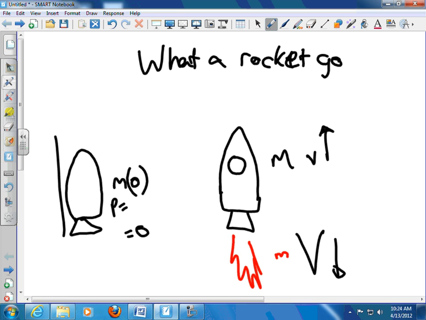So the momentum afterwards, when the rocket's moving, the mass of the rocket times its velocity has to equal the mass of the gas times its velocity, but negative, because it's all got to equal 0. Momentum at the start equals momentum at the end. Make sense?